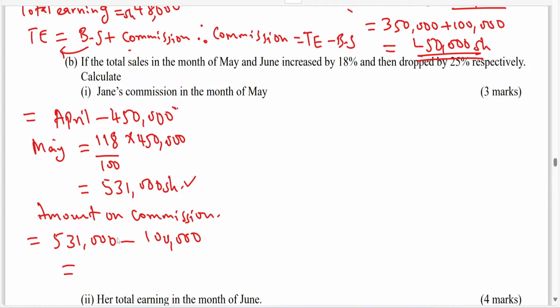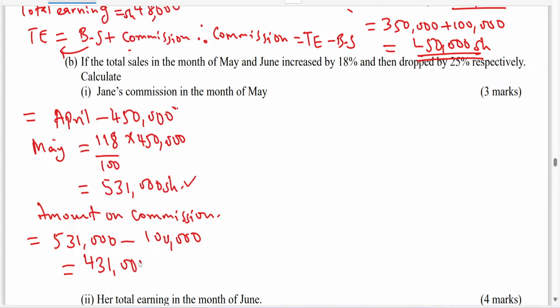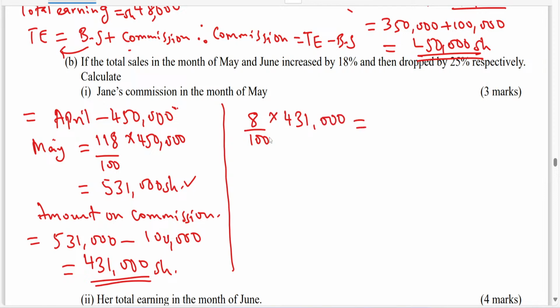So 531,000 minus 100,000 is equal to 431,000 Kenya shillings. This is the amount on which commission was set, but it's not the commission. So you take the percentage commission, which is 8%. 8% times 431,000: you remain with 8 times 4,310, and the answer is 34,480 Kenya shillings.